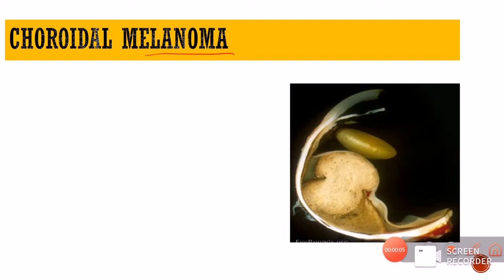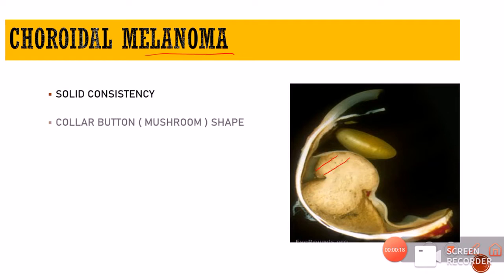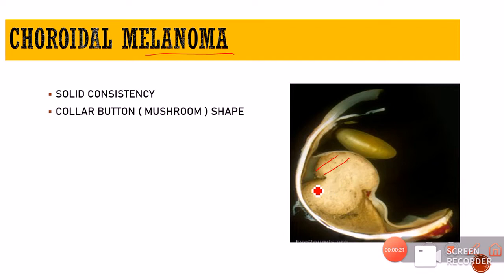Now before we go into the details of Bscan in choroidal melanoma, let us see some of the important features of choroidal melanoma. Number 1. A melanoma of the choroid is usually solid in consistency. Number 2, its shape is like that of a collar button or it looks like a mushroom shape. The reflectivity of a choroidal melanoma on a Bscan will always be low reflectivity or medium internal reflectivity. And I will tell you further why is it so.